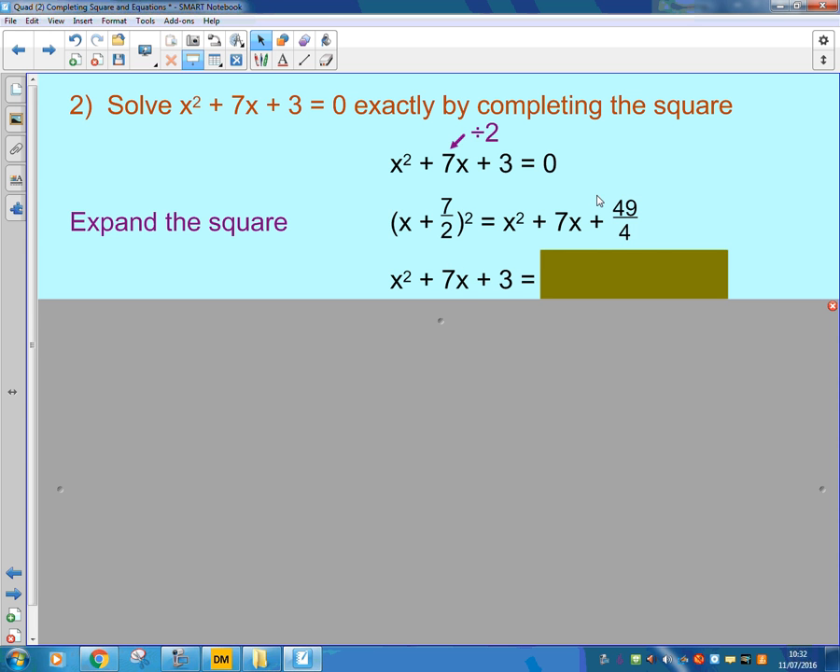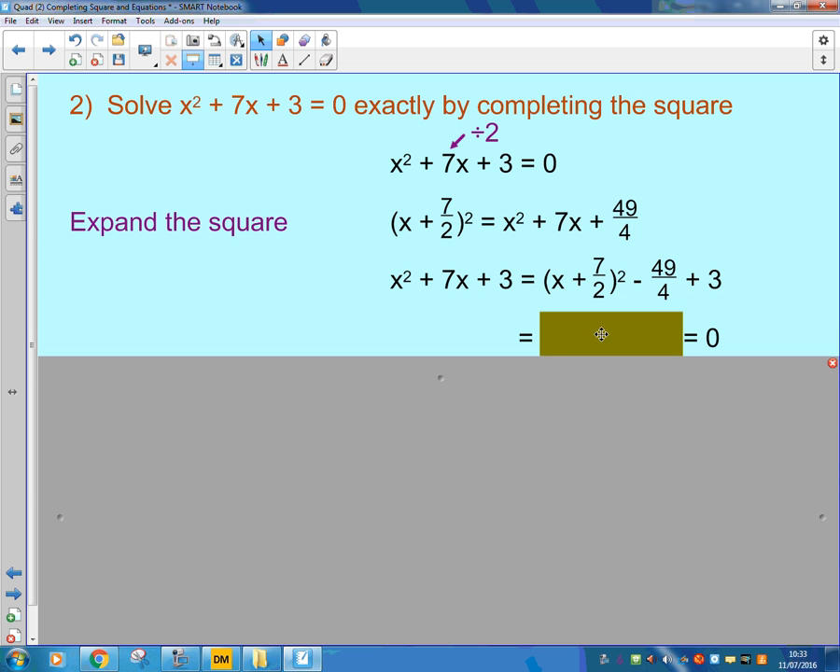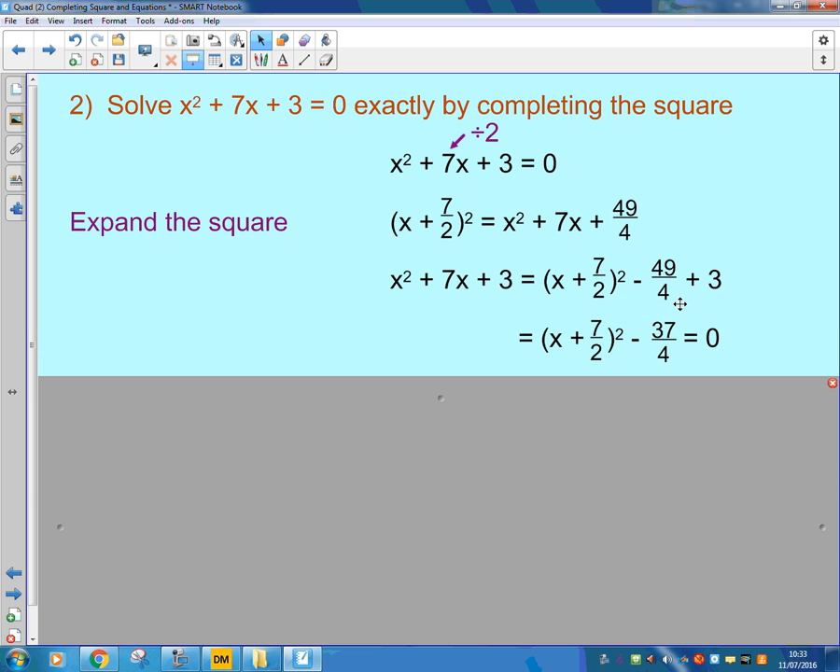That, take away the 49 over 4 and add on the 3. It looks quite tricky, but all you're having to do now is to say, well, 3 is 12 over 4. Put it as the same denominator. So we want 4 here, 3 is 12 over 4. So we've got minus 49 over 4 plus 12 over 4 is minus 37 over 4. So I put that as plus 12 over 4. 12 take away 49 is minus 37. Okay, so x plus 7 over 2 all squared minus 37 over 4 is 0.